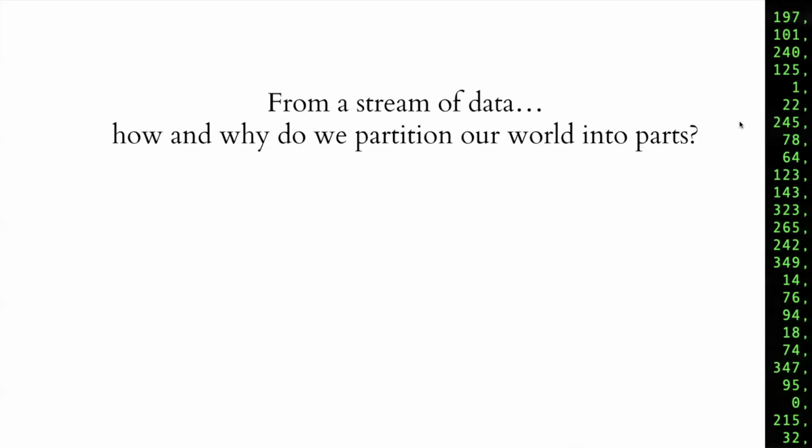From a stream of data, how and why do we partition our world into parts? So you could imagine yourself, you're getting a stream of visual input, some auditory input. Again, for a transformer, you're getting a stream of tokens. You can just imagine a sequence of numbers.